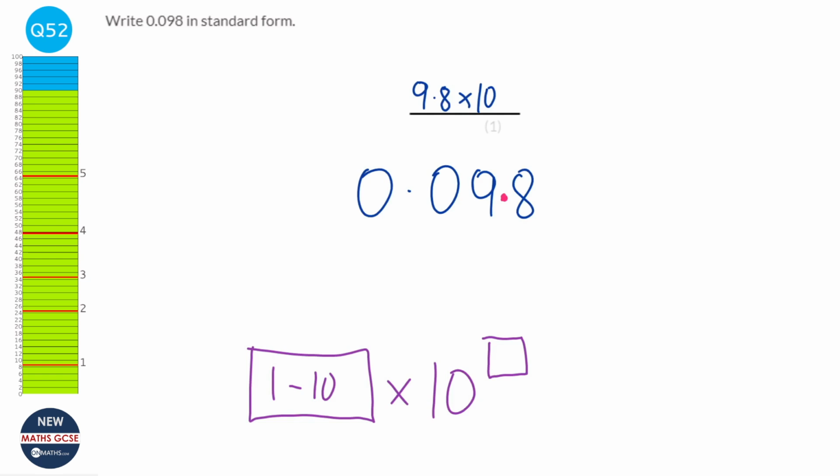Next, we've got to find out what the power is going to be. So first of all, if it's a small number, if it's a number less than 1, which this is, it's a small number, it's going to be a negative power. And the next thing we do is work out how many jumps we had to do. So it would be 1, 2 jumps between where the decimal point was and where it is now. So 2 jumps means it's going to be to the power of minus 2.